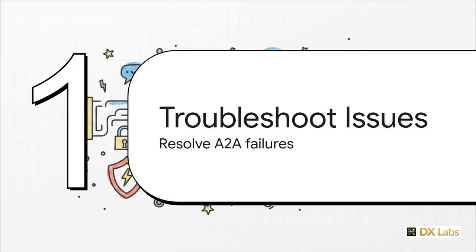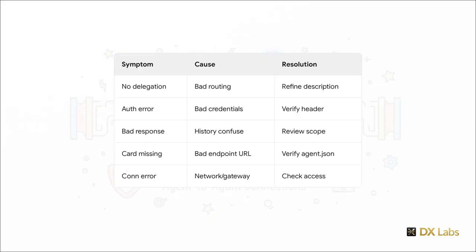Section 4. Troubleshooting common issues, resolving A2A connection failures. Because let's be real, even the most well-governed, perfectly architected AI systems are gonna face production issues. You might run into on-premises data gateway misconfigurations, OAuth authentication failures, or weird routing drops. To handle these, we rely on a troubleshooting matrix with some very direct logic. If absolutely no delegation occurs, well, your orchestrator is confused. You need to go back and refine that agent description to be much more distinct.